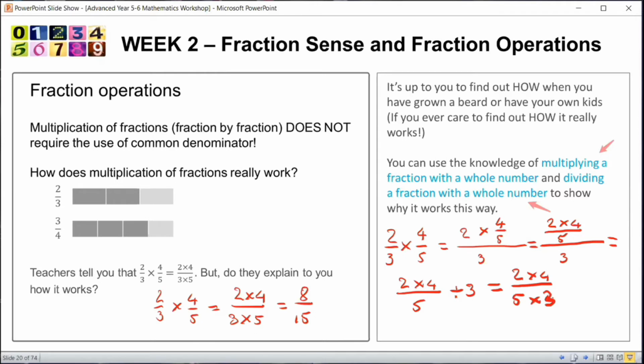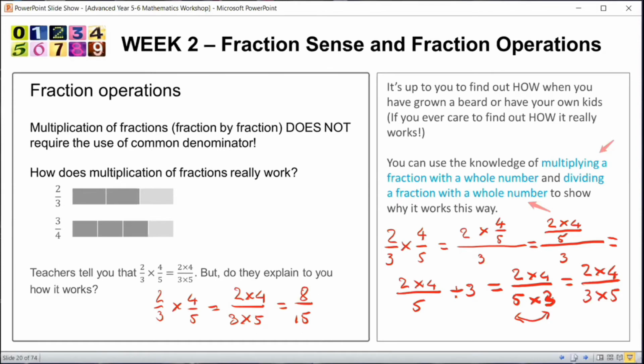Yeah. So that's it. So that equals 2 times 4, and I can swap the position. So that equals 3 times 5. That's it. So I have proven that that's how you do it.